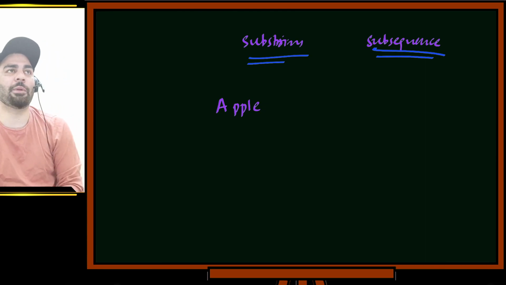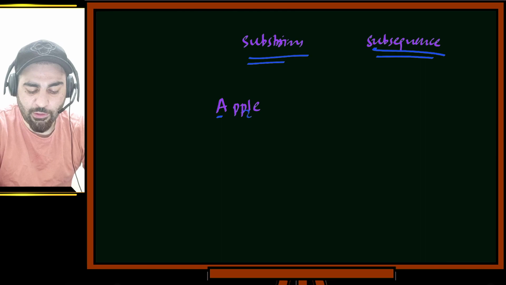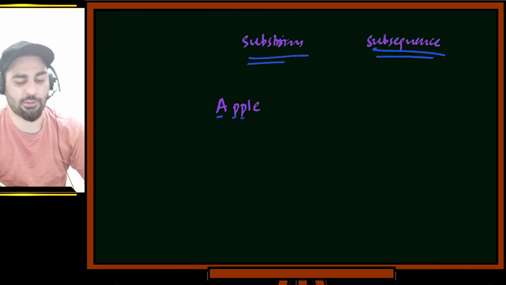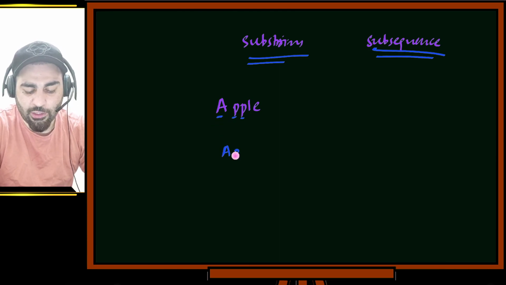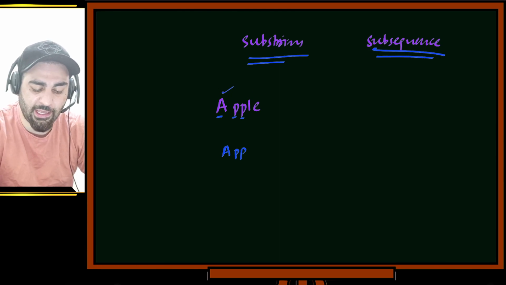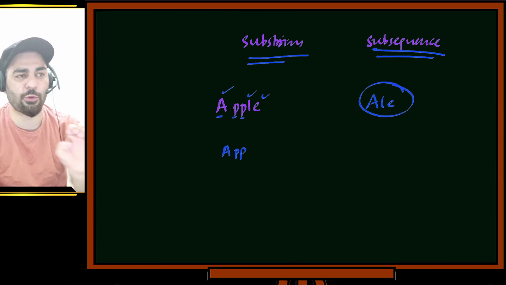If you have this apple, let's suppose you take this A and this P and this P. You take a continuous chunk of letters, A, P, P. So this over here I can call a substring, because it's taking continuous letters. Now let's suppose we take A, L, and E. So I missed the P's in between. I can call this a subsequence.